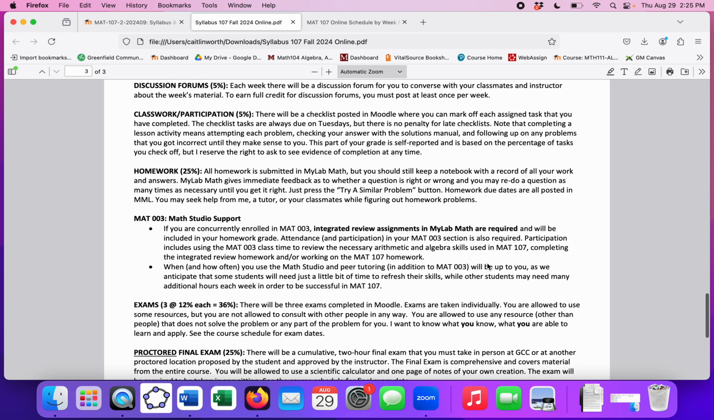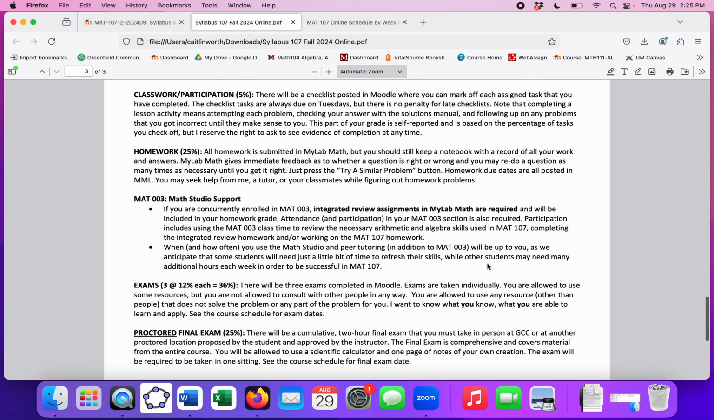And then homework is 25% of your grade, and this is all in MyLab Math. It's all submitted in MyLab Math. It's a good idea to still keep a notebook with a record of all your homework and answers.